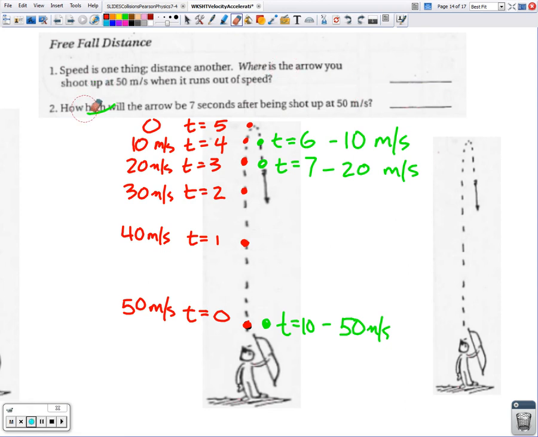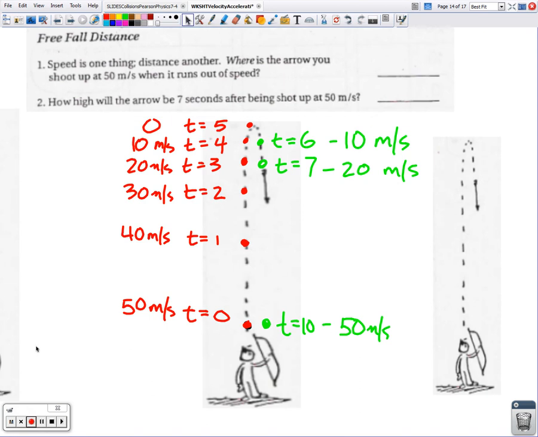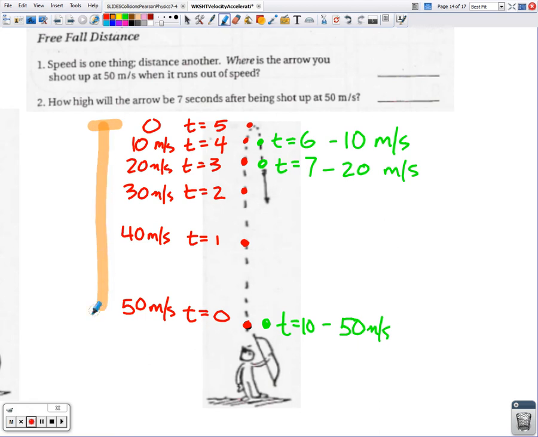Okay. So, Kenny, let's talk about what you were just asking about. The next set of questions down at the bottom still relates to this picture. Disregard this picture. But like it says, speed is one thing, distance another. Where is the arrow that you shoot up at 50 meters per second when it runs out of speed? So in this example, for question number 1, it's asking about the trip from here to here.